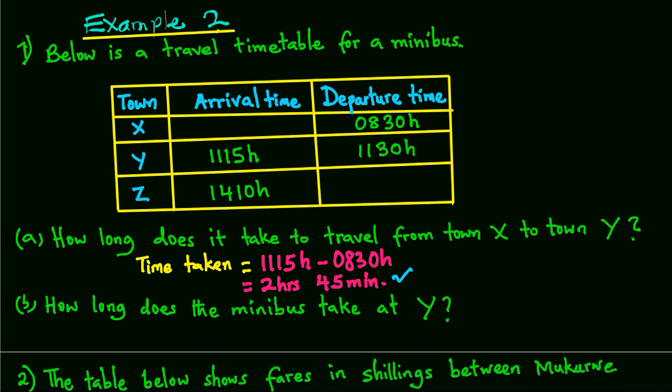How long does it take at Y? So again, time taken will be equals to the arrival time minus the departure time. That is the time that it departs from Y minus the time it arrived at Y. So that is 11:30 hours minus 11:15 hours. So this gives us 15 minutes.